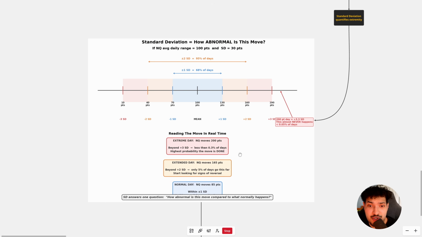Again, all this is saying is that in 68% of the observed days in our data set, in the sample size of days we recorded on NASDAQ, the range lay between plus or minus 1 standard deviation, which numerically is between 70 and 130 points. Let's say, as a very contrived example, we have 1,000 trading days in our data set. What this means is that in 680 of the trading days, the daily range was between 70 and 130 points.